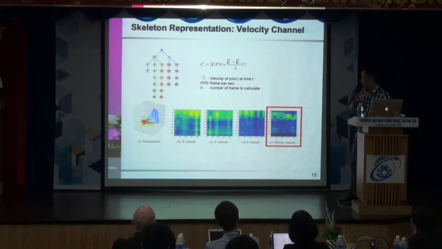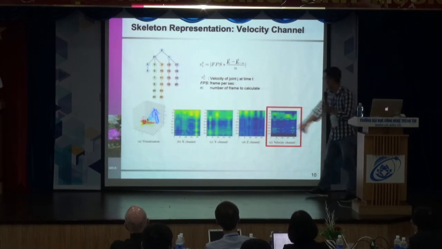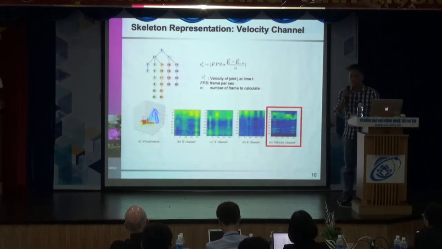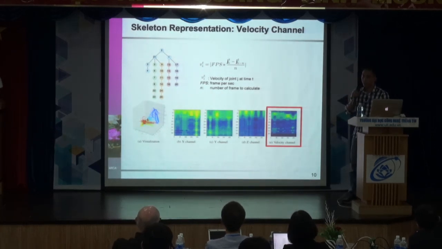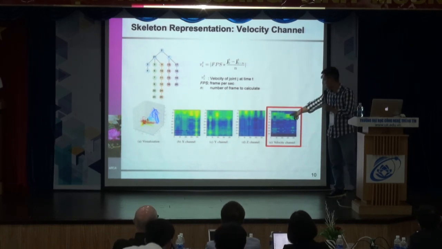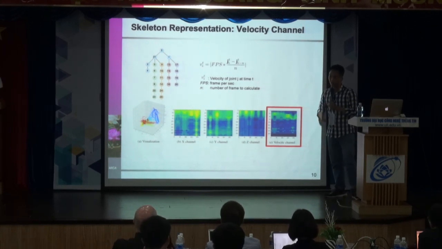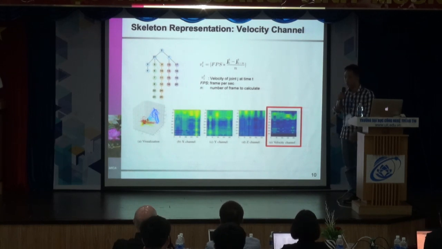The first one is a visualization of the action fall in the CMDFall, and here are X, Y, Z and the velocity channel. As you can see in the Z channel, the color decreases so fast, which means the location of the body decreases during the fall action. In the velocity channel, there are some bright spots. This corresponds to the hip region. It means that when people fall to the ground, the velocity of the hip region changes very fast, but not in other parts of our body. So that may be helpful in some cases.